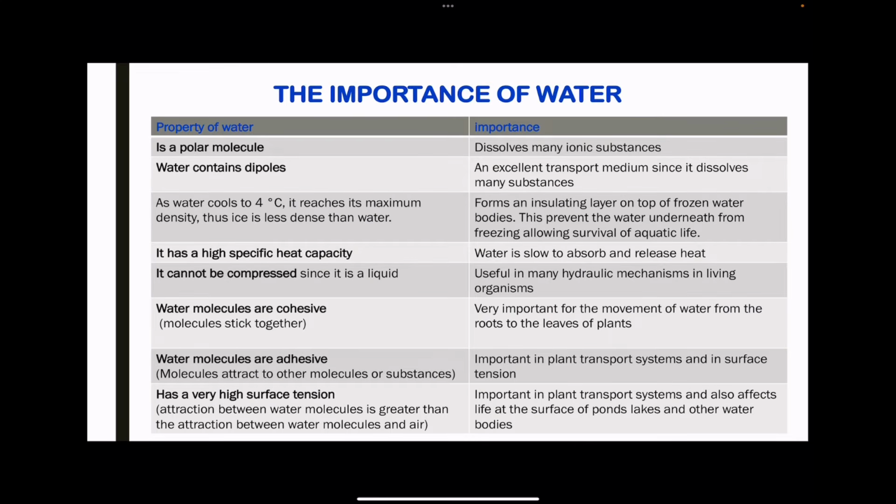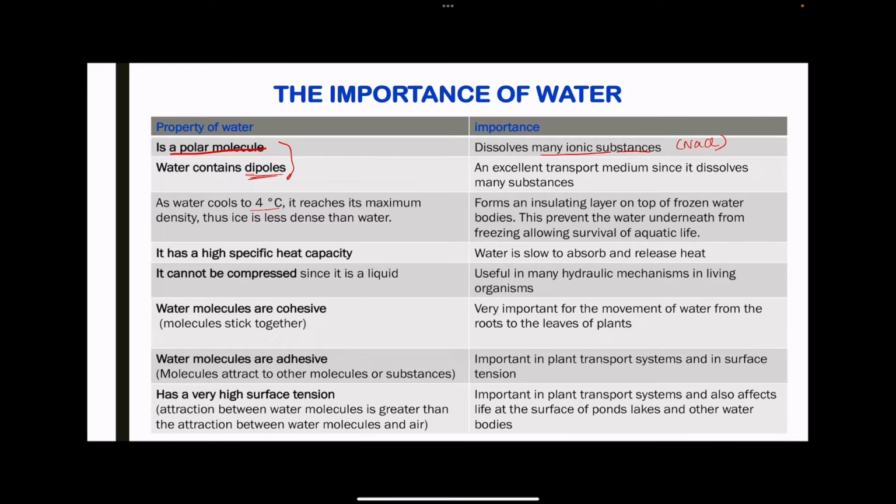Looking at the importance of water, here we have the property of water and its importance. So these two could be combined. We can say water is a polar molecule and also water contains dipoles. This is useful because it is polar, so it will dissolve many ionic substances. For example, you have sodium chloride, which can be dissolved. We'll have sodium ions as well as chloride ions. And also water contains dipoles. These make it an excellent transport medium because it's going to dissolve many substances.